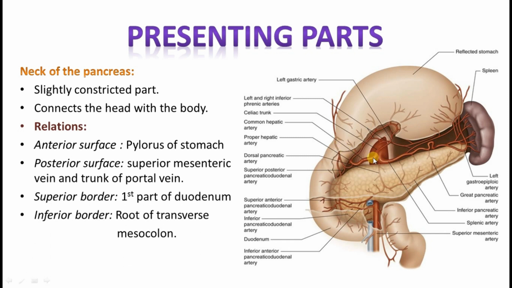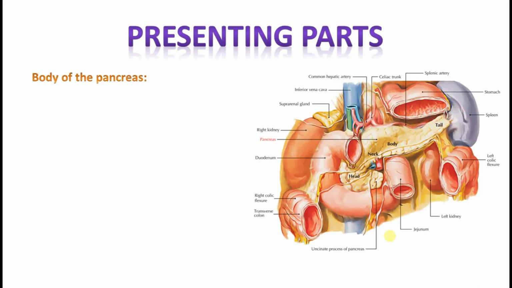Upper border, first part of duodenum, and lower border is the root of the transverse mesocolon. So that is the attachment of the transverse mesocolon. Then the transverse mesocolon splits into above and below, as I told you. The above one continues with the posterior wall of the lesser sac, and below, the inferior layer of the transverse mesocolon will continue with the greater sac. So that is about the relations of the neck of the pancreas.